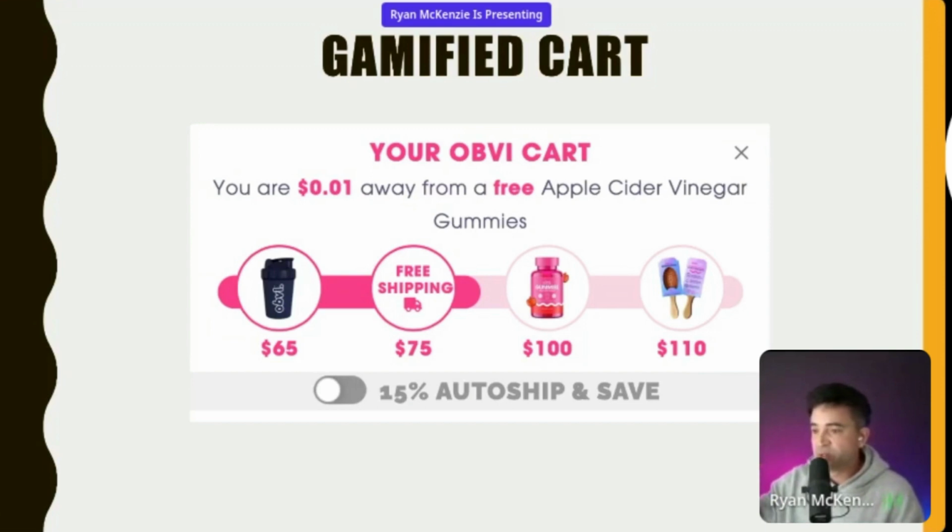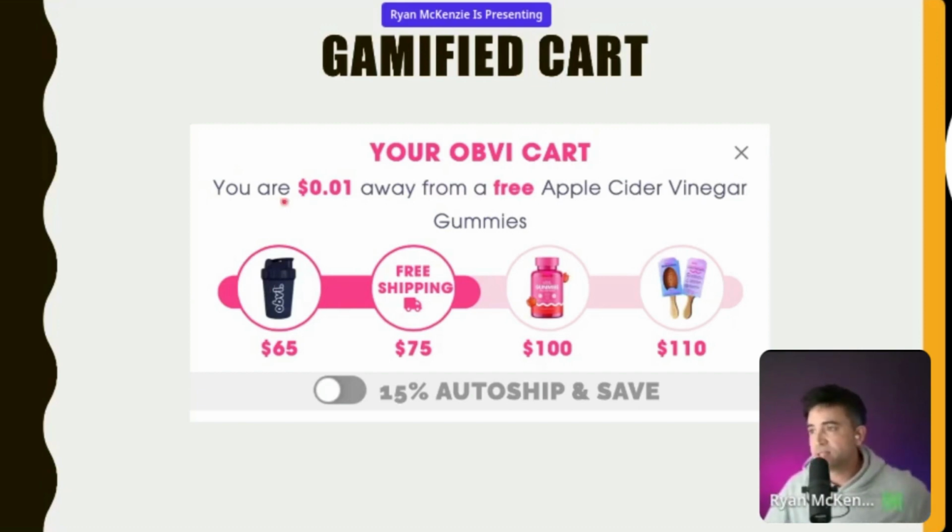I have no idea what their numbers look like, but I'm guessing that they have a big cluster of customers that are just below that $65 threshold. So with a gamified cart, you can basically reward your shoppers with additional free gifts or unlock bonuses when they hit certain thresholds. And this leverages a psychological tactic called the sunk cost fallacy, which basically means I've already spent this much, I've already done this much, I might as well do a little bit more.